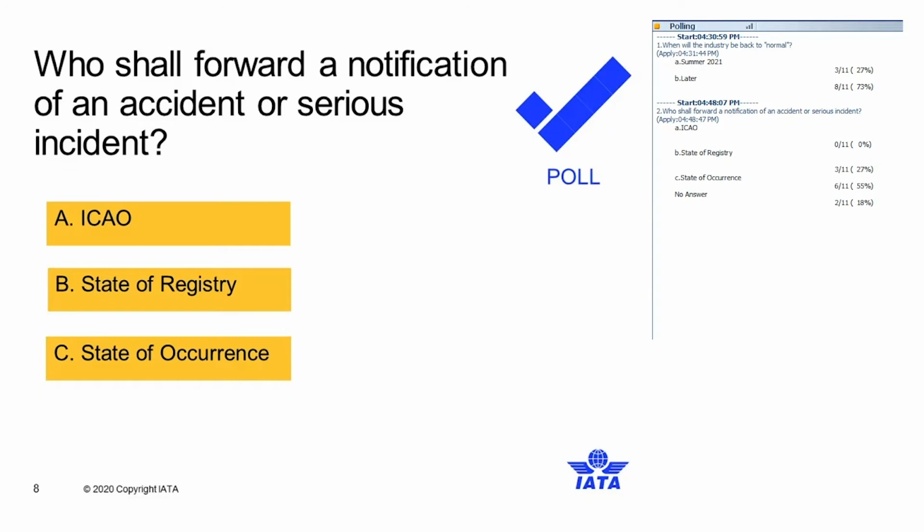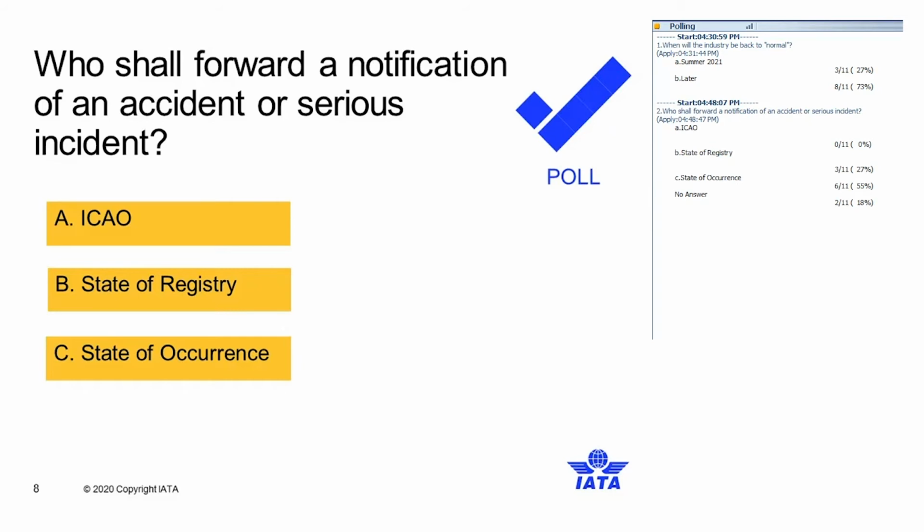Okay, fantastic. So we have 33% saying that it should be B, state of registry, and 67% saying it should be state of occurrence. So according to ICAO Annex 18, which is what we follow in terms of accident investigation and serious incident investigation, the answer is C, state of occurrence. So really good, 67%. So the guys who said state of registry, why did you say that? Anybody want to unmute and tell me why they think it was supposed to be state of registry?